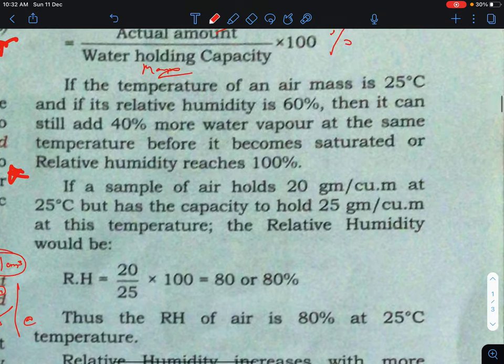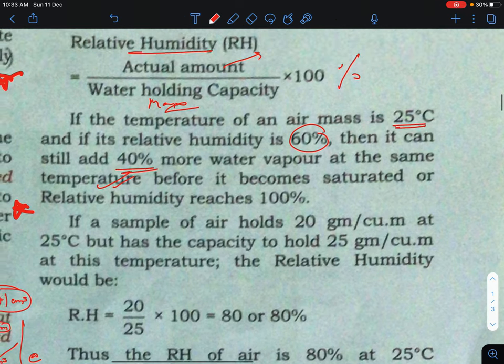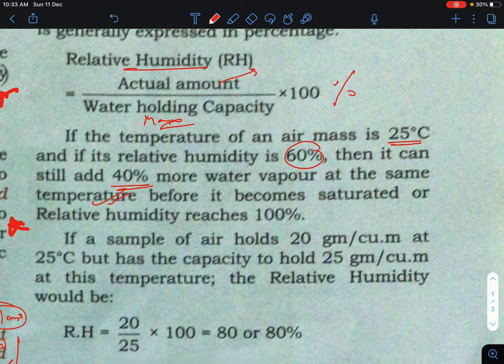Now, one example is given: if the temperature of an air mass is 25 degrees Celsius and its relative humidity is 60%, then it can still hold 40% more water vapor at the same temperature. If the relative humidity is 60%, this air mass can still hold 40% more water vapor at the same temperature before it becomes saturated, or the relative humidity becomes 100%.